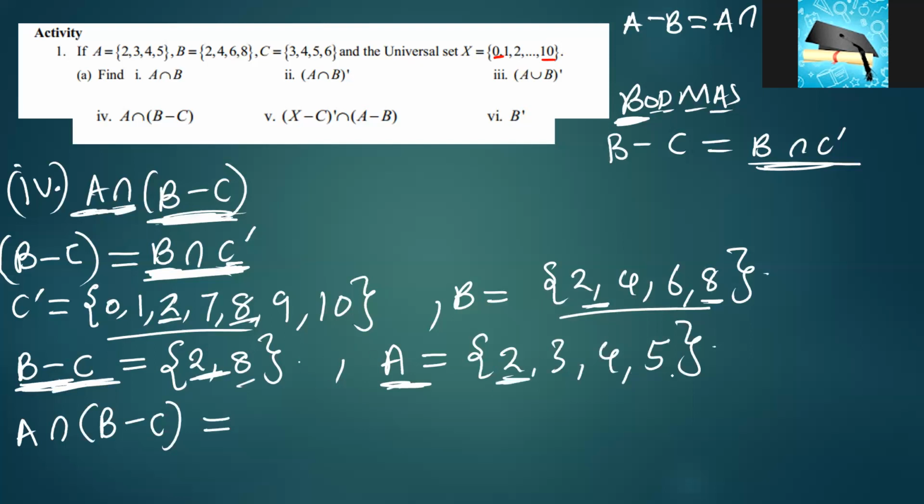We have 8 there, we don't have 8 there. So the only common element is 2. So I'm going to write my 2 there as my set. So this is a singleton set because it contains only one element. So remember what I said, a singleton set only has one element. So this is the solution to this question.